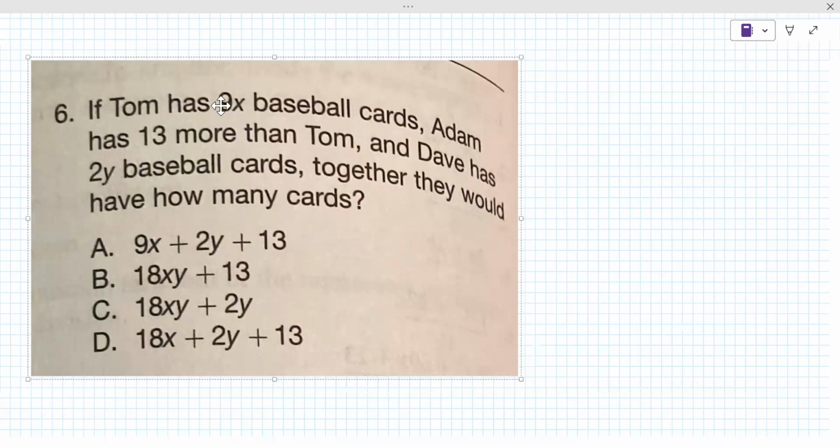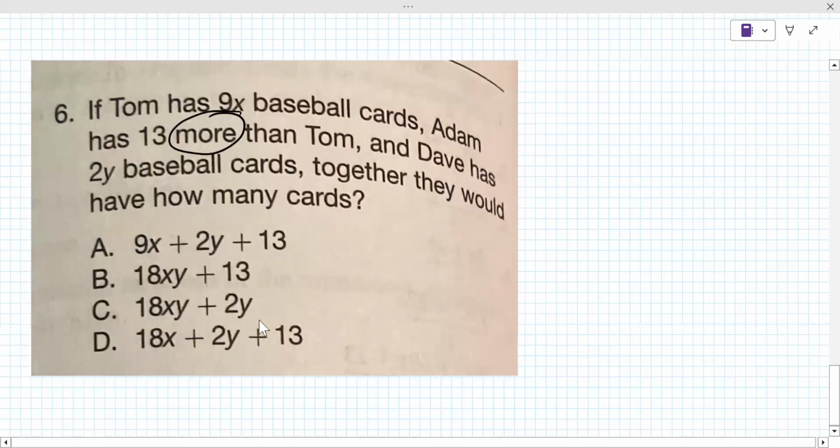So we saw a problem like this a couple questions ago. You know, it had a 9x or a 4y and an x and some other stuff. But this one has some different language. It says if Tom has 9x baseball cards, Adam has 13 more. What math operation is more typically associated with that? Addition. And notice all the answers have addition in them. And Dave has 2y baseball cards. Together they would have how many cards?